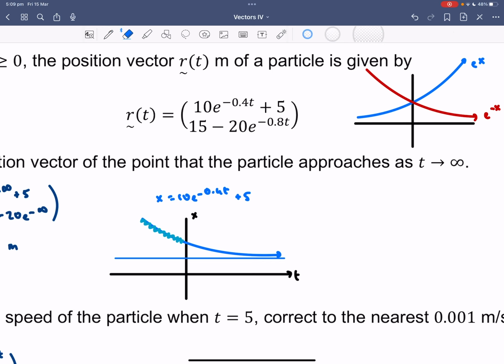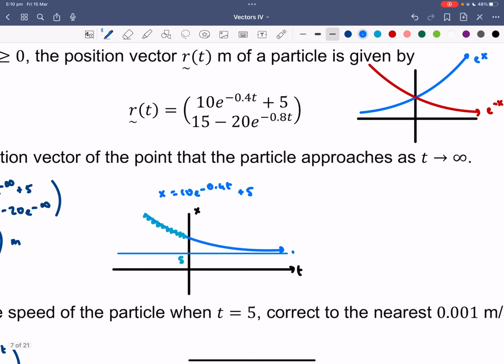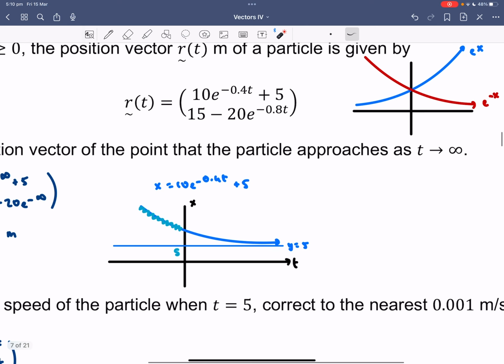If I know that's what the graph looks like, then all I need to know is what it's eventually approaching. It's eventually approaching a value of 5. The asymptote here was at y equals 5. And at the same time, theoretically, time cannot be negative. Hence, you cannot have all these x values here theoretically. All these x values above this do not exist. So what x value would this be? When you sub 0 into here, e to the 0 is 1, 10 plus 5 is 15.